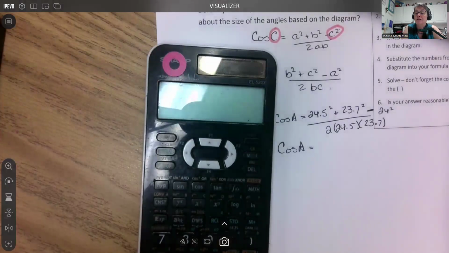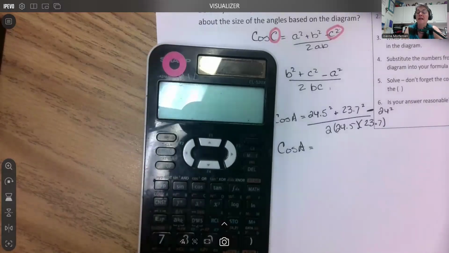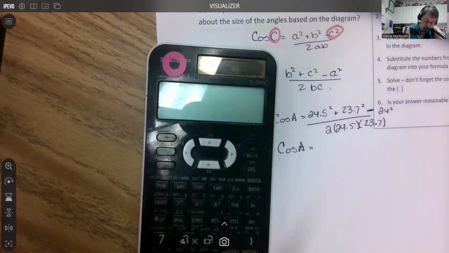I'm not 100% sure how much I can skip when I'm putting it in the calculator. So I am going to try and do it exactly the way it's written, and we should be okay. If I come up with a really stupid answer, then I'll know that wasn't a good plan. So here we go. 24.5.